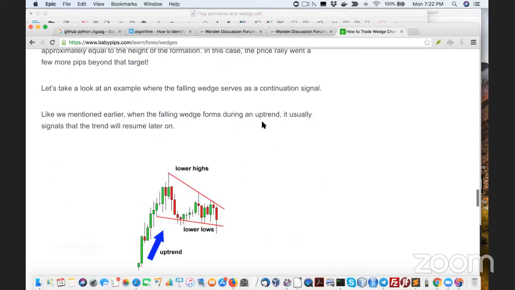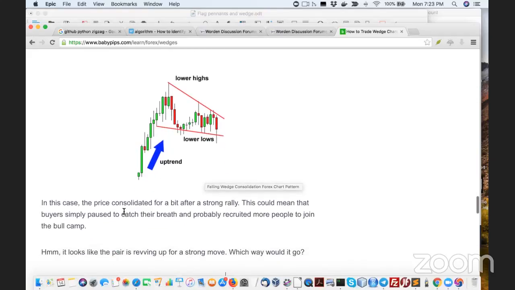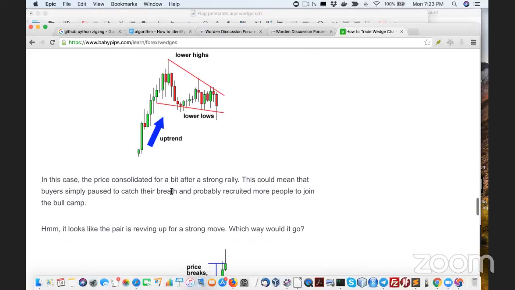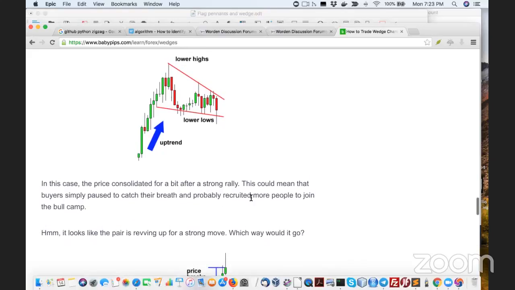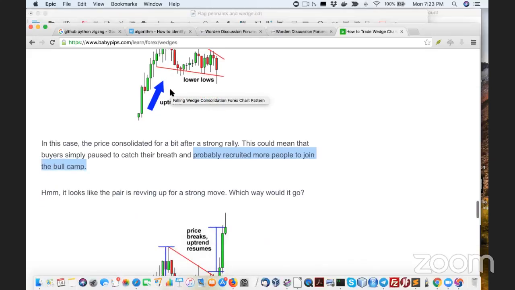Here's another one. This can throw you off where you do get that pop, and I see this all the time. And we mentioned falling wedge from an uptrend usually signals that the trend will resume later on. And as it consolidates, it pops again, sometimes. And again, this is just another way buyers pause to catch their breath and probably recruit more people to join the bull camp. Or from an automation standpoint, this line right here is another way of saying people or algorithms are suddenly seeing that pattern. And as a result, they join in later on after the initial move.